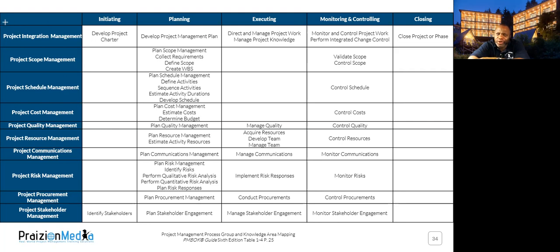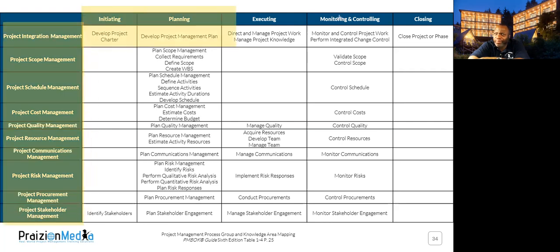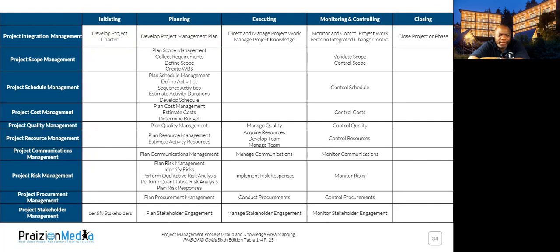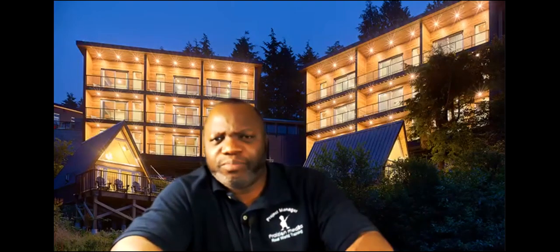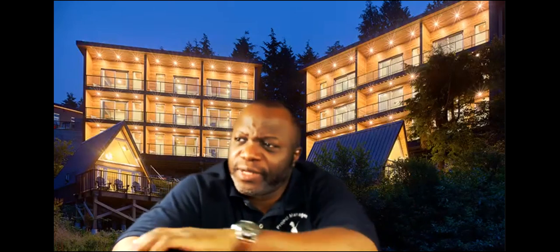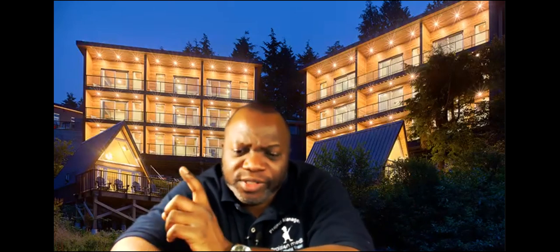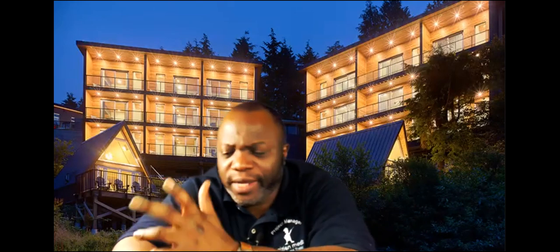I want you to imagine a project that is being worked on by a team of 5 individuals in a company. Let's take a look at some of these individuals. The first person is Priyanka, our chief architect. She designs the technology, she designs the architecture, and this architecture is meant to align with standards, processes, procedures, and targets. Now, in these kinds of projects where you're working on technology, it's not done with just one person. Even though you've got an architect, you've got to have a bunch of other folks working with you.